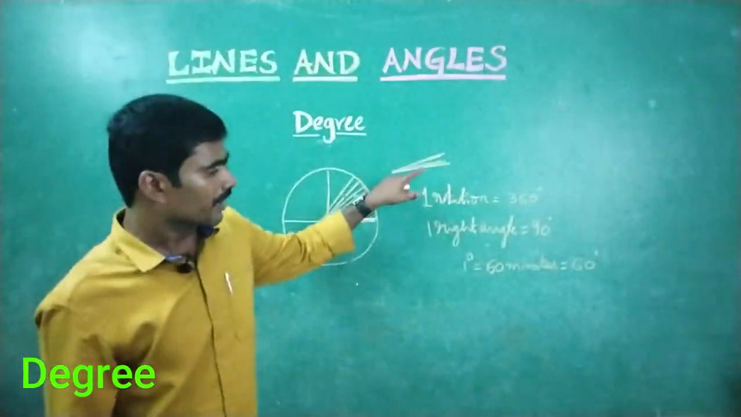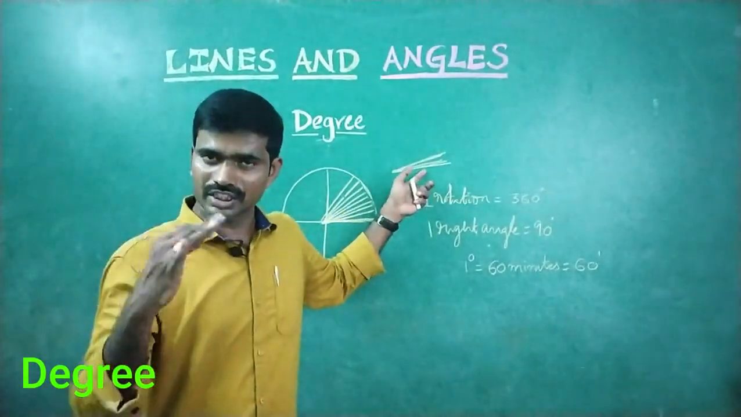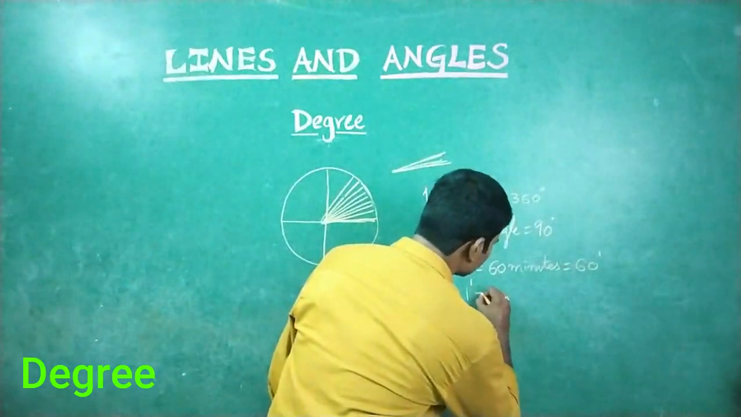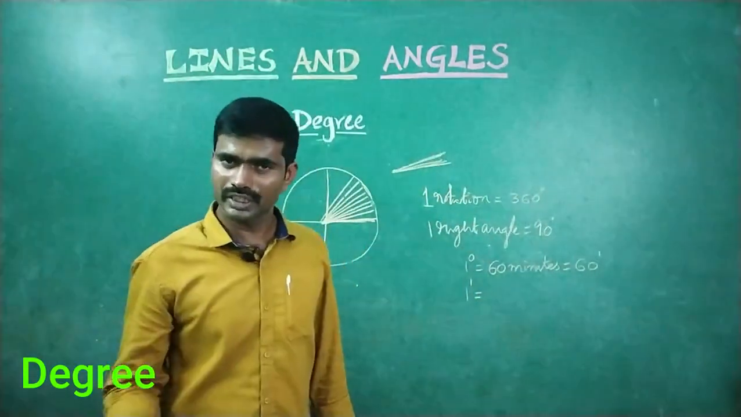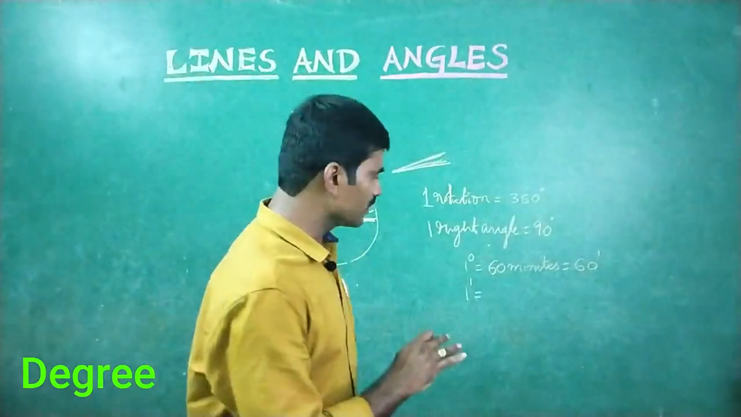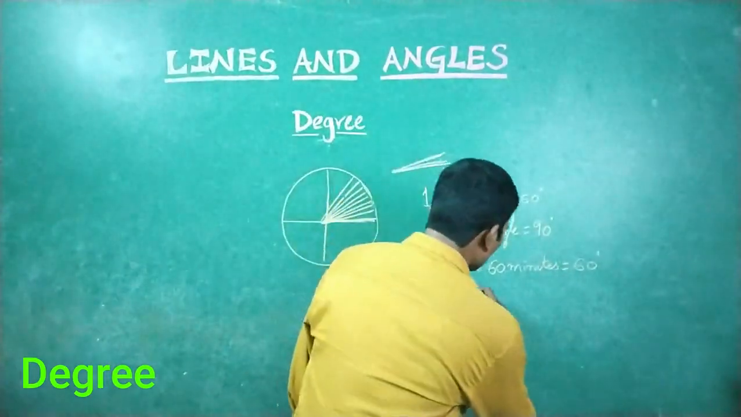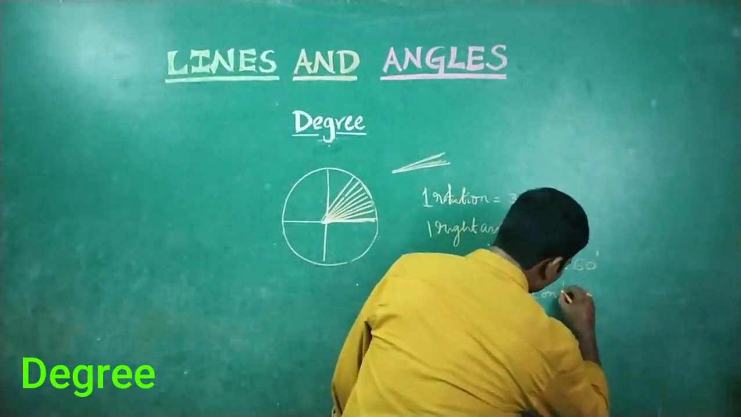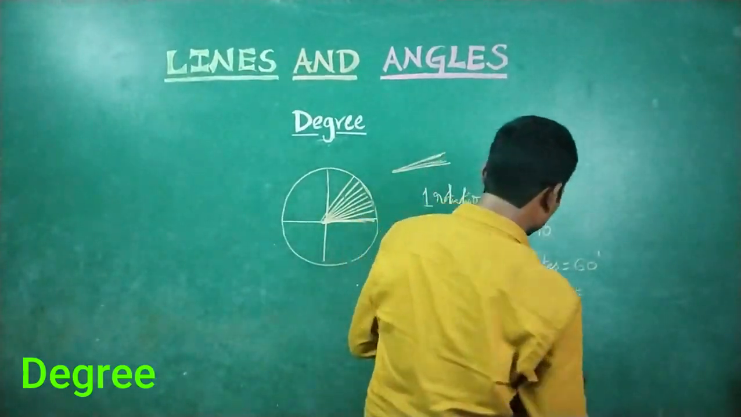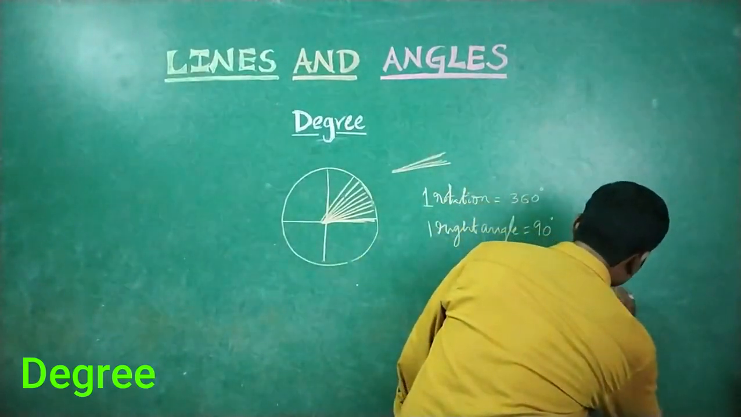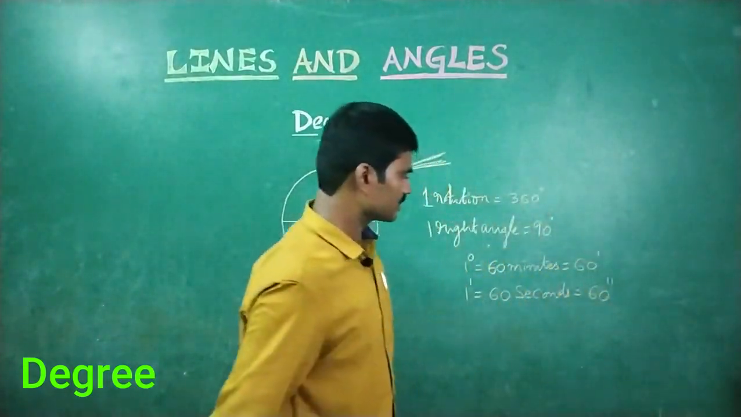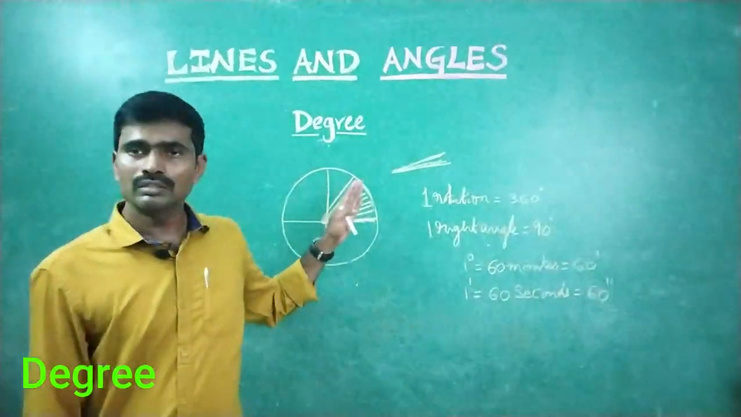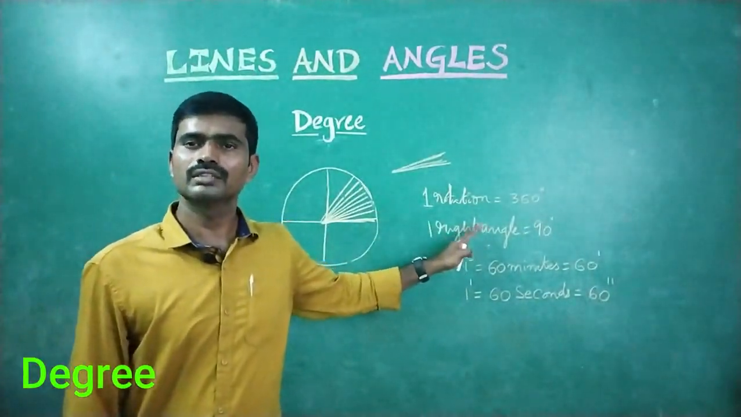And each minute is divided into 60 equal parts. Each part is called a second. So 1 minute has 60 seconds, denoted by 60 with 2 lines on top. So this is the complete information about the degree.